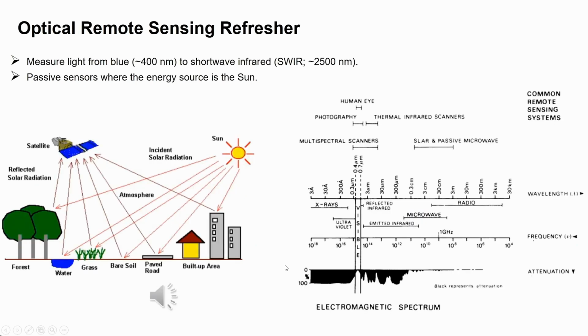Optical satellites and instruments are passive sensors. It means that they collect information and measure radiation which originates from an external source, which in this case is the sun. The part of radiation that is collected by the sensor is the radiation which has been reflected from the Earth's surface. Part of this radiation is also scattered by the atmosphere and does not even reach the Earth's surface.